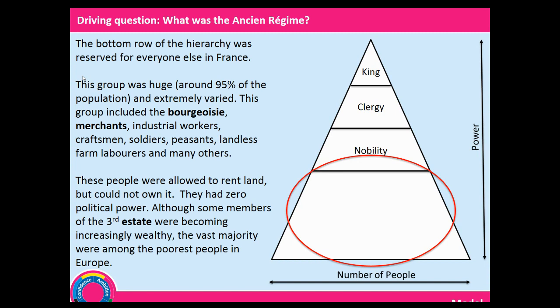They had zero political power. Although some members of the Third Estate were becoming increasingly wealthy, the vast majority were among the poorest people in Europe.